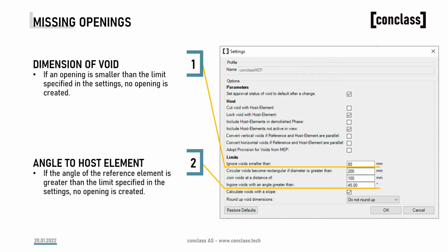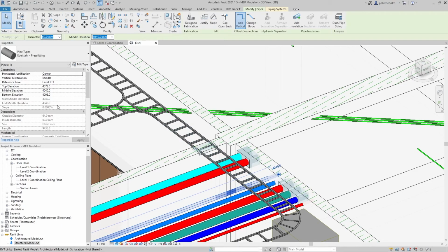There are 2 significant points to consider: the size of the opening and the angle to the host element. If an opening is smaller than the limit specified in the settings, no opening is created. If the angle of the reference element to the host element is greater than the limit specified in the settings, no opening is created either. I have a size limit of 80 mm, and the selected pipe has a diameter smaller than that. This also applies to the pipe and the beam.